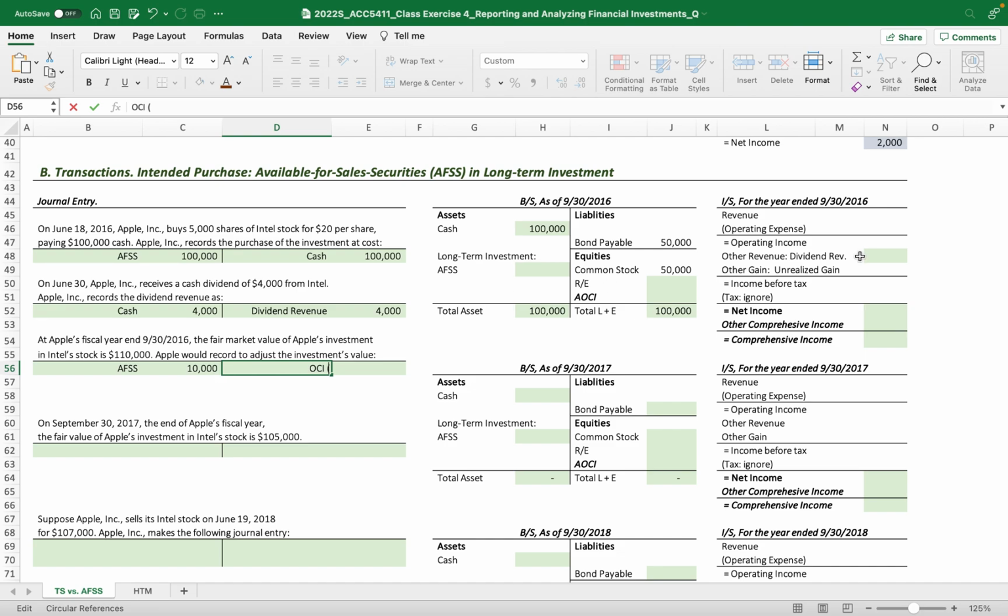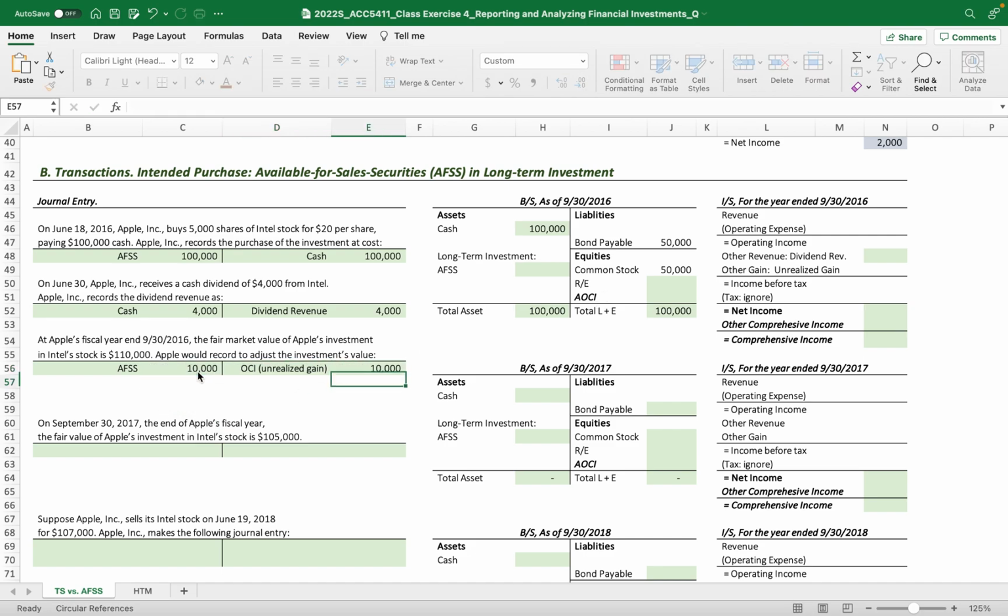Unrealized gain cannot be recorded on the net income because in the available for sales securities, the company hasn't decided whether to sell the stock or not in the near future or in the long term, right? That's why they cannot decide in that year net income. Instead, all this unrealized gain or loss will be recorded in the separate temporary account of other comprehensive income on the income statement, and then is accumulated into the accumulated other comprehensive income account.